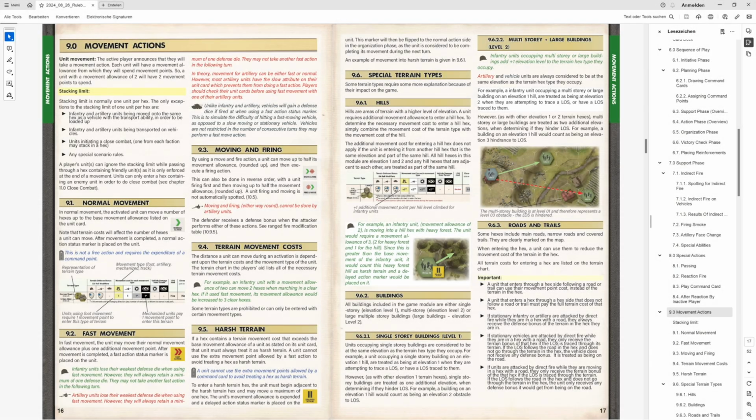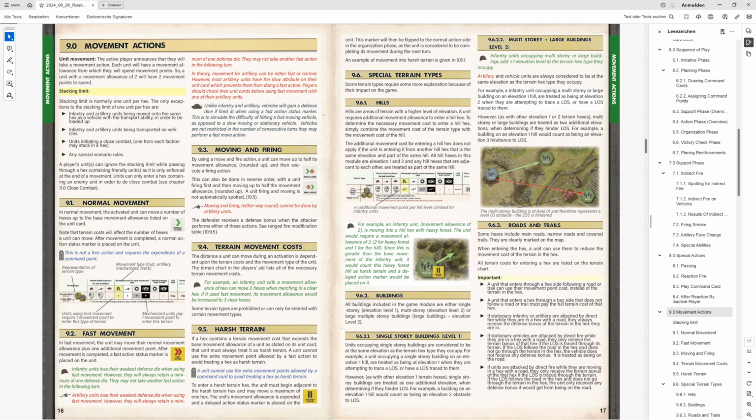So the next rule we want to show is the harsh terrain. If a hex contains a terrain movement cost that exceeds the base movement allowance of a unit as stated on the unit's card, the unit must always treat it as harsh terrain. So a unit cannot use the extra movement point allowed by fast action to avoid treating a hex as harsh terrain. So a unit cannot use the extra movement points allowed by command cards. So harsh terrain is harsh terrain.